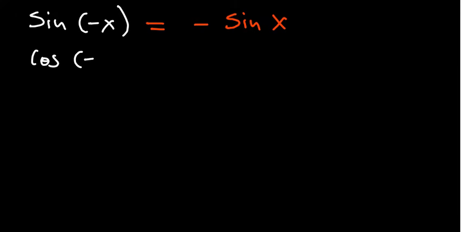So I'll start with sine of negative x. Sine of negative x is as simple as the same as negative sine of x. Then if I talk about cosine of negative x, cosine is the only one that doesn't change, so it becomes the same as positive cosine of x.